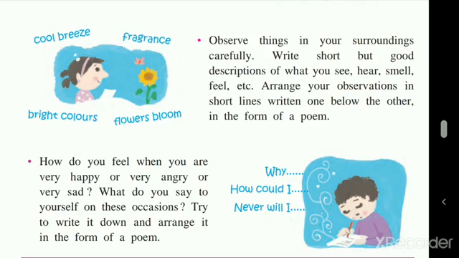You have to write a description of how you see, hear, smell and feel. Here one example is given: a girl watching a flower. About that, she remembers some words: cool breeze, fragrance, bright colors, flower blooms. In this way, you also describe any other thing, whatever you are seeing in nature or in your surroundings, and explain that in good words and arrange that in the form of a poem.